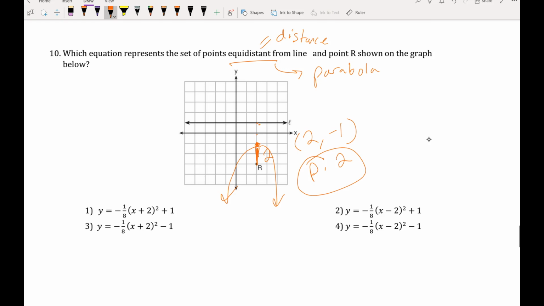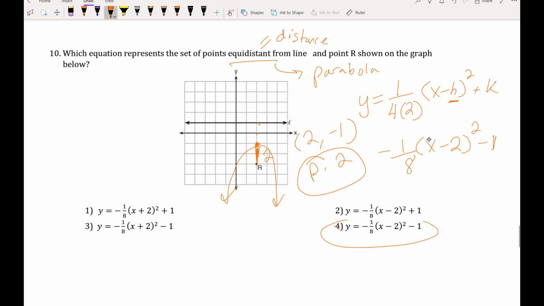So I just need to plug into the vertex form of a parabola that says y equals 1 over 4p times x minus h squared plus k. So my h value is 2, so it's going to be x minus 2 squared, and my k value is -1. So if I'm adding a -1, that's the same thing as subtracting a 1. So negative, because it opens downwards, 1/8 x minus 2 squared minus 1. So that's just going to be answer choice 4.